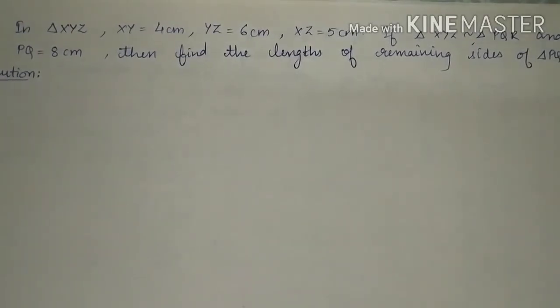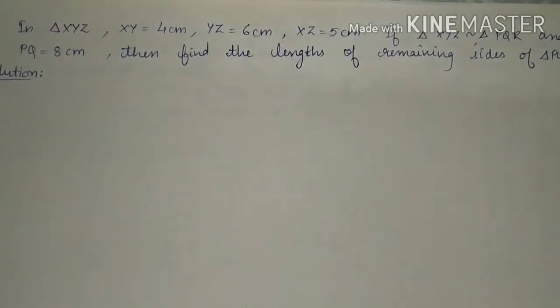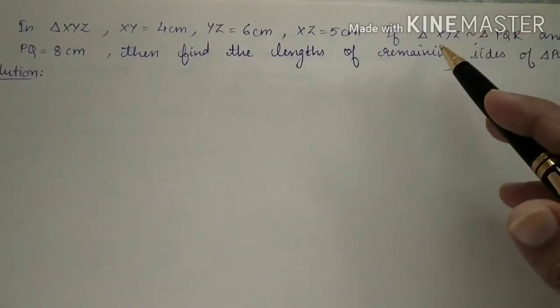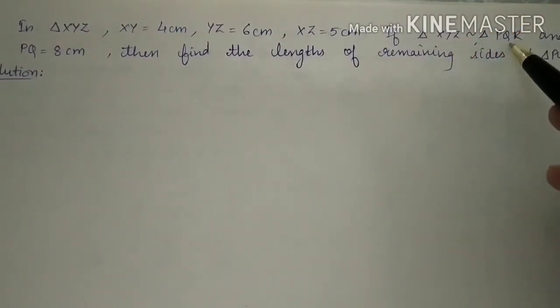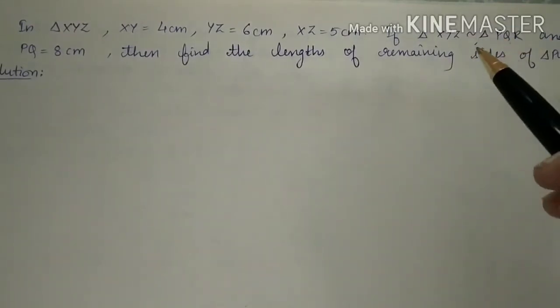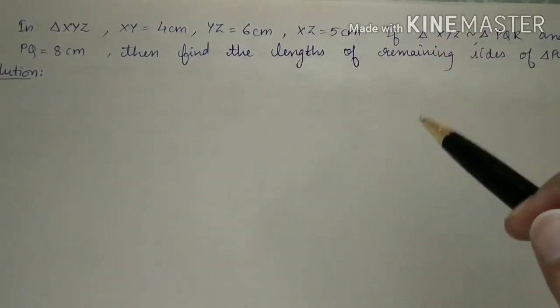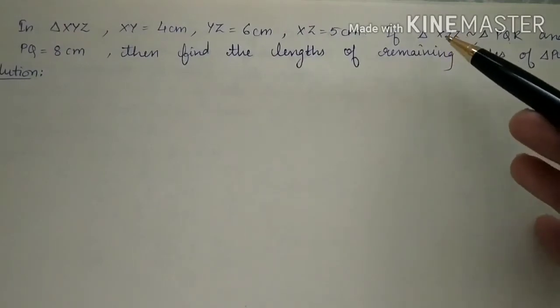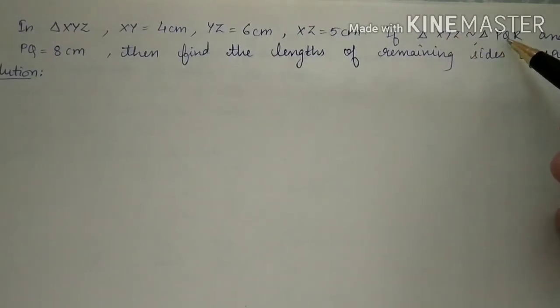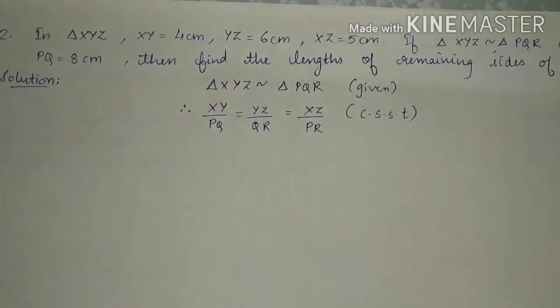Let us see how we are going to write it now. The first thing we mention is that triangle XYZ is similar to triangle PQR. This is given to us. In the next step, since they are similar to each other, we have to show the sides, so we will show that their sides are proportional. We'll write down the ratios: XY upon PQ is equal to YZ upon QR is equal to XZ upon PR. Like this we will write it down.